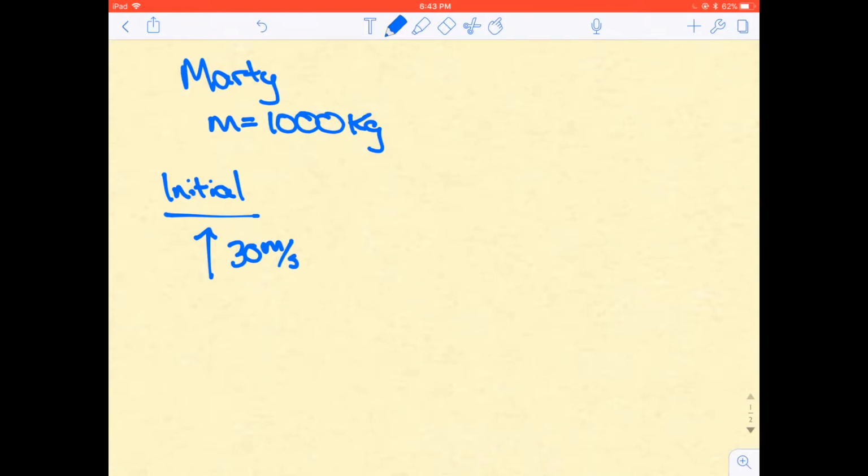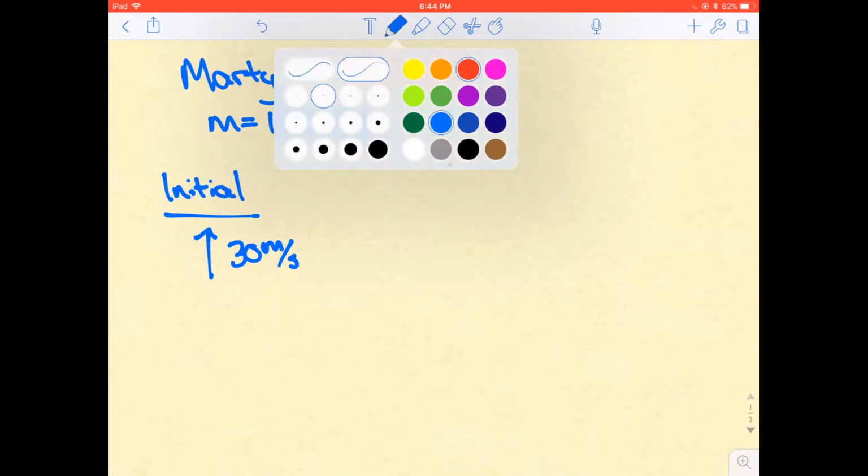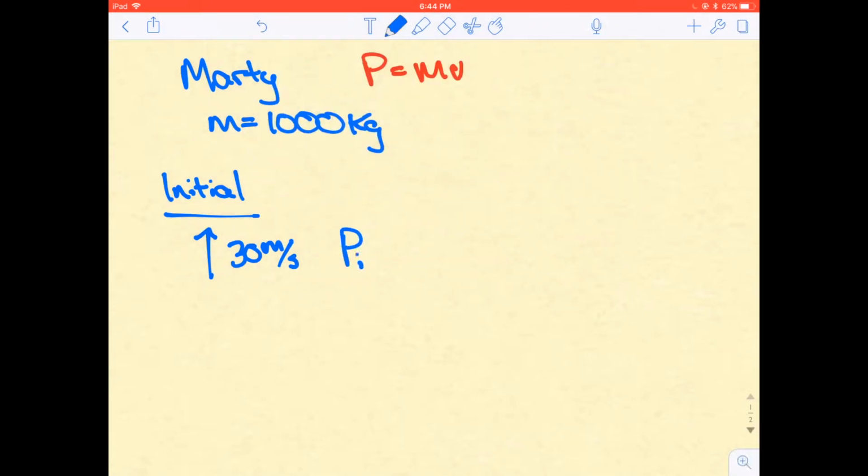What this tells you is its momentum. Again, I'll write the equation. Momentum is mass times velocity. The initial momentum, writing it out in coordinates, would be 0 for the x coordinate, because as you see here, there's no horizontal aspect at all. It's only going up and down, which is the y coordinate. So it would be 30,000 Newton seconds.